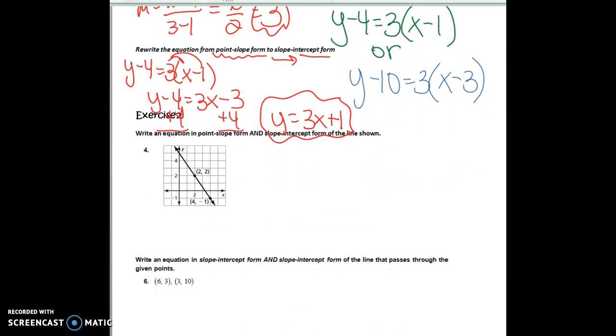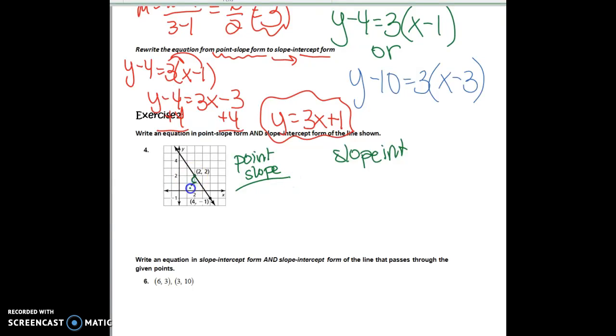All right. Exercise 2. If you want to try this, try it. So pause your video. Okay. So I want point slope, and I want slope intercept. So I'm going to do, well, it doesn't matter. Well, this is hard. Doesn't matter. All right. Point slope.